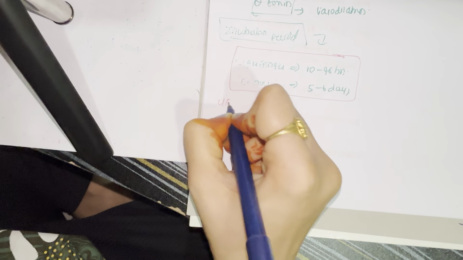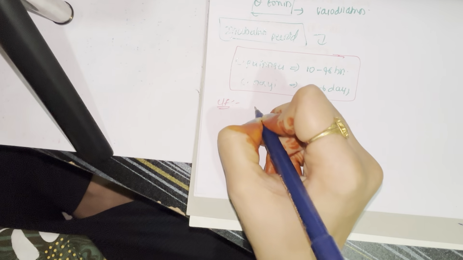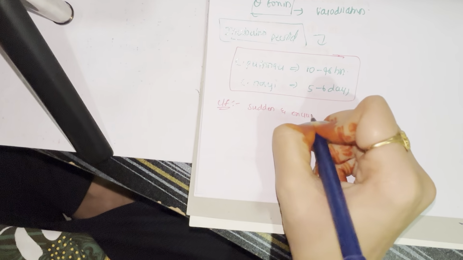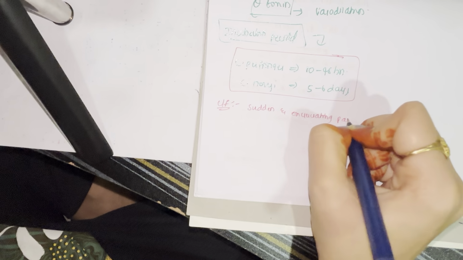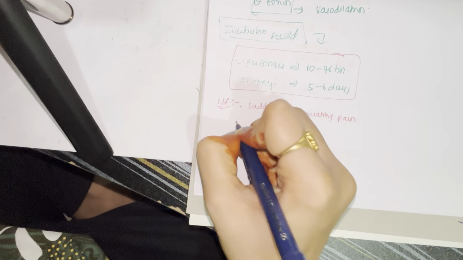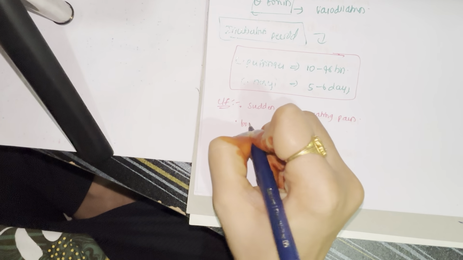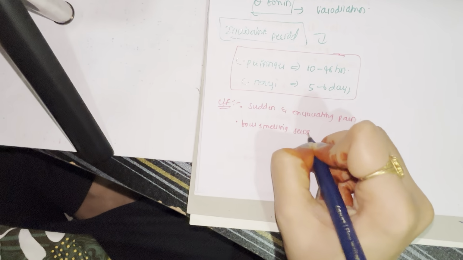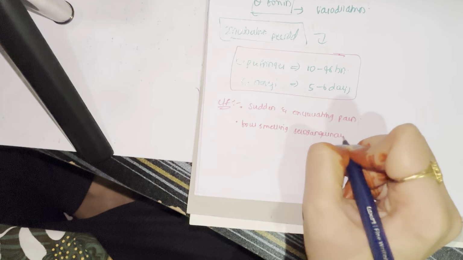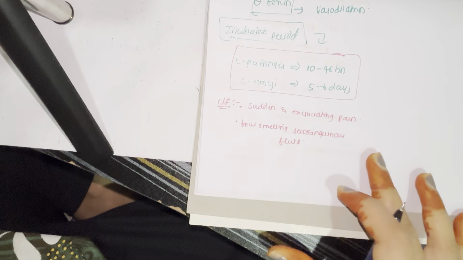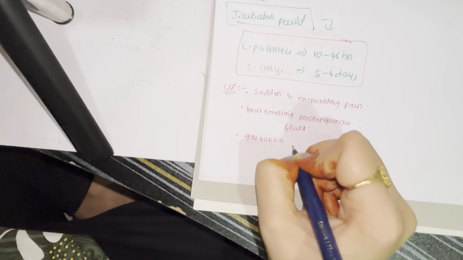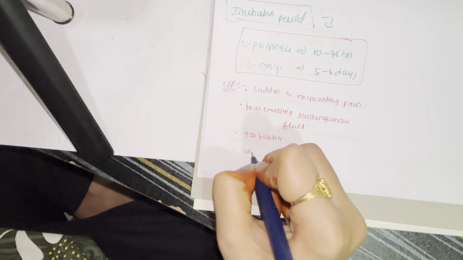Now, what are the clinical features? One is sudden onset of severe, excruciating pain in the affected area. Another clinical feature is rapid development of foul smelling serosanguinous fluid. There you will get gas bubbles in the muscles, and you will see edema.